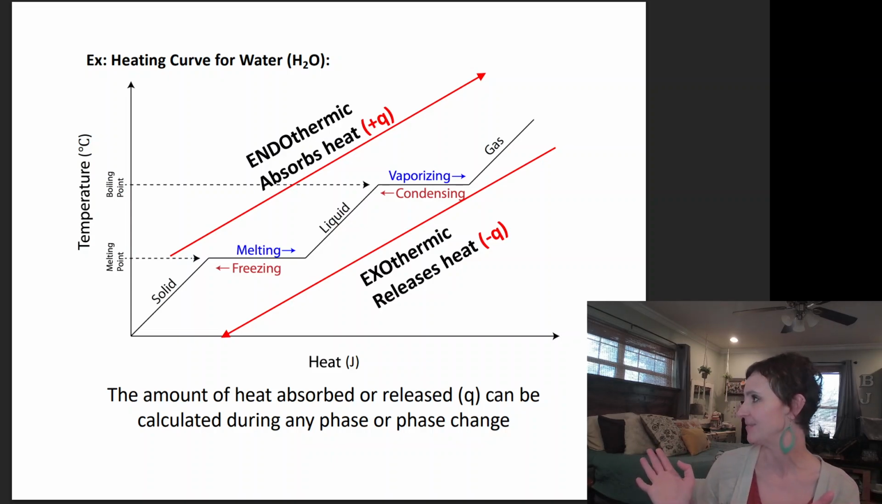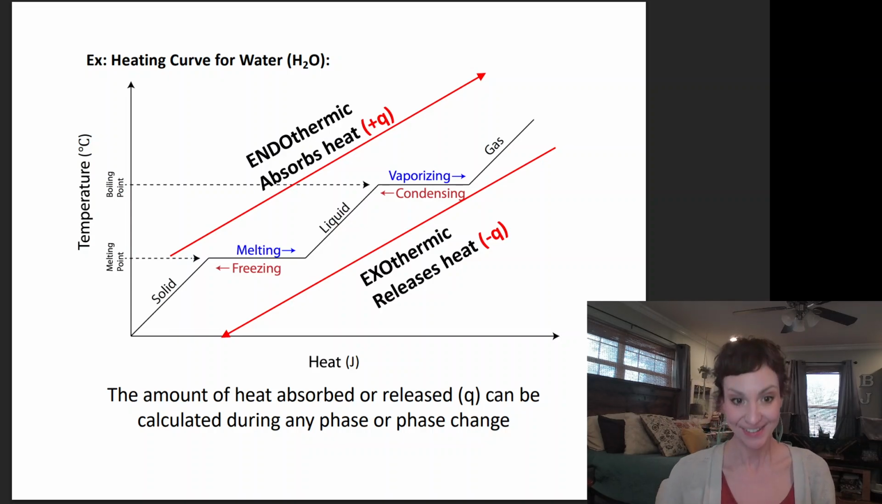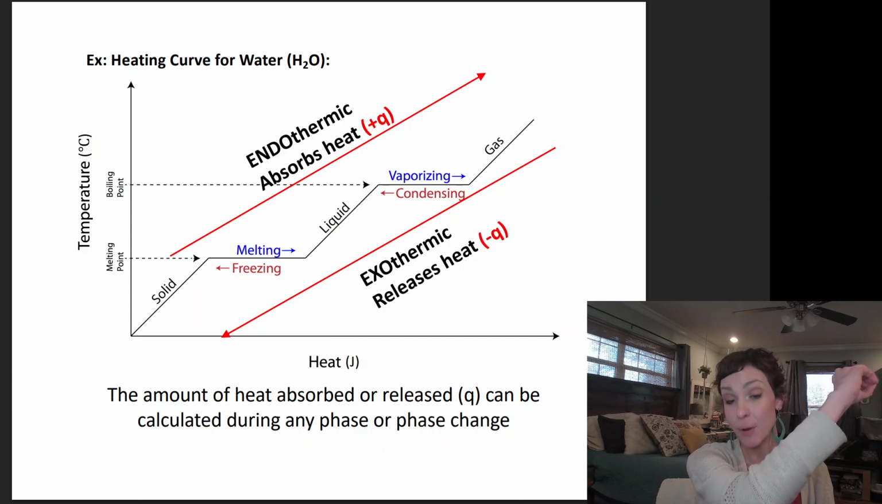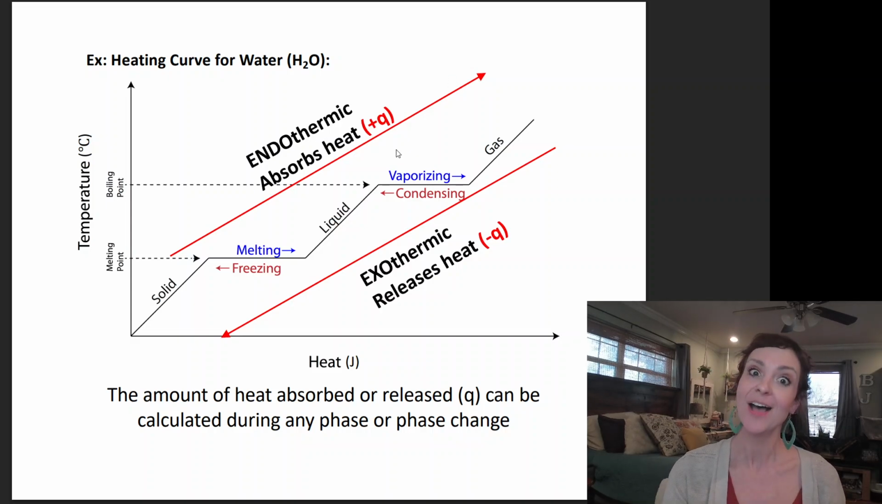Which, oh my gosh, if I'm saying endo and exo, you better believe I'm about to throw in some positives and negatives in here. Y'all, the amount of heat absorbed up a heating curve or released falling down a heating curve can be calculated by Q. So go ahead and add on your line going up showing endothermic processes absorbing heat. We know that endothermic is a positive Q. And on my line going down on my exothermic processes that release heat, exothermic will be a negative Q, and that indicates the release of energy.